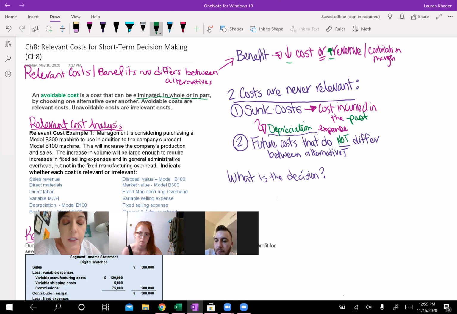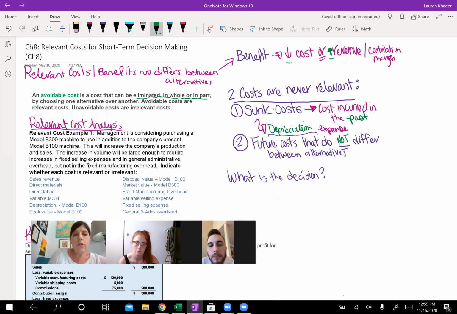The second is to eliminate those costs that are irrelevant. And then the last part is to focus on those costs that are relevant so you can make a decision. But you have to go through the process of getting rid of those irrelevant costs and benefits, or you're just going to have a lot of information and it's likely you'll make the wrong decision.